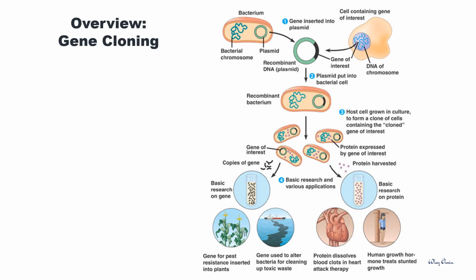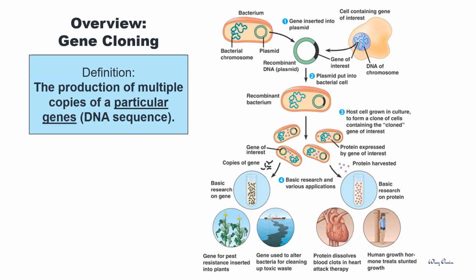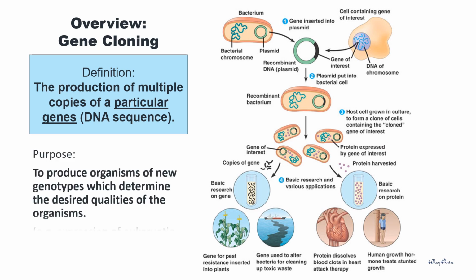Gene cloning. Cloning means to produce multiple copies. So gene cloning is producing multiple copies of a specific gene. The purpose of gene cloning is to produce an organism with a new genotype, and the new genotype determines the desired phenotypes that we need to observe for this species. The most common example is how the characteristics of a eukaryotic organism such as human can be introduced into a prokaryotic cell, which is bacteria.